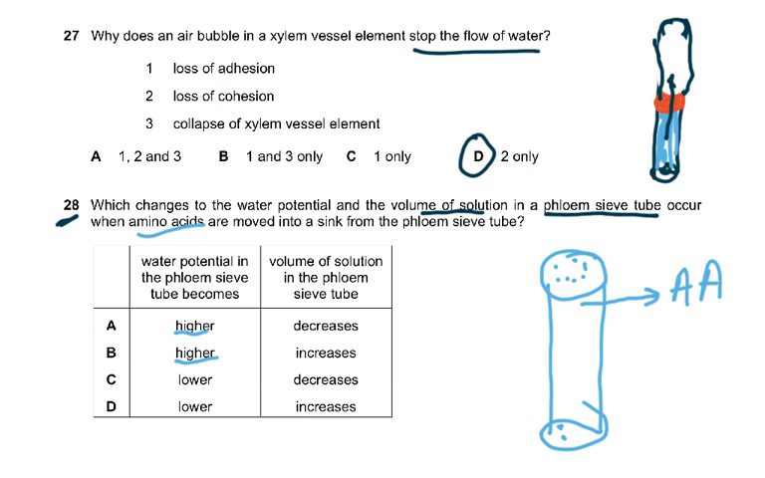So it could be A or B. But what will happen to the volume of the solution in the phloem sieve tube? Well, of course, because water is going to follow, this is going to decrease. So this is how you have to do this, and the answer was A. So amino acids move out, water follows. Even if you just look at the solute moving out, water not following, even that would decrease the volume of solution in the phloem sieve tube.